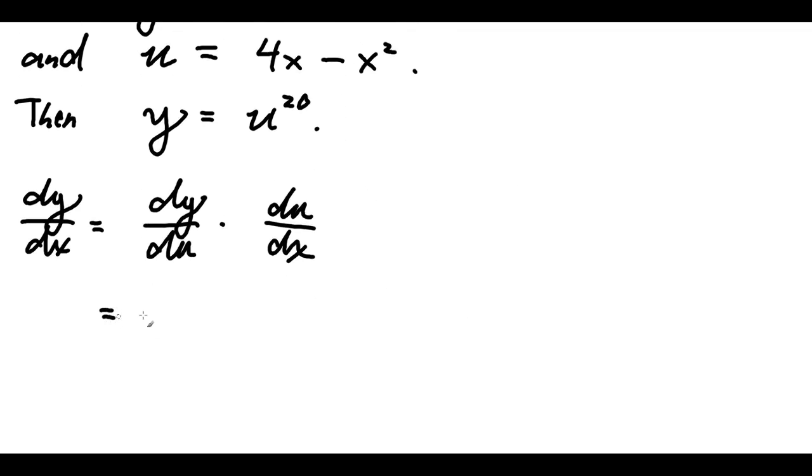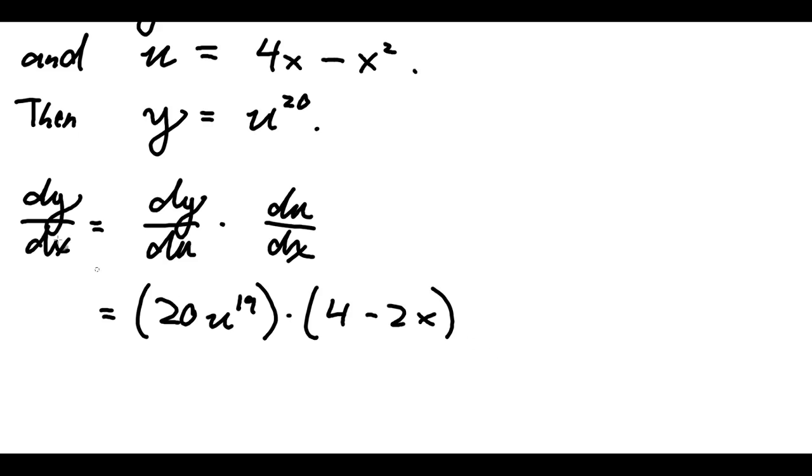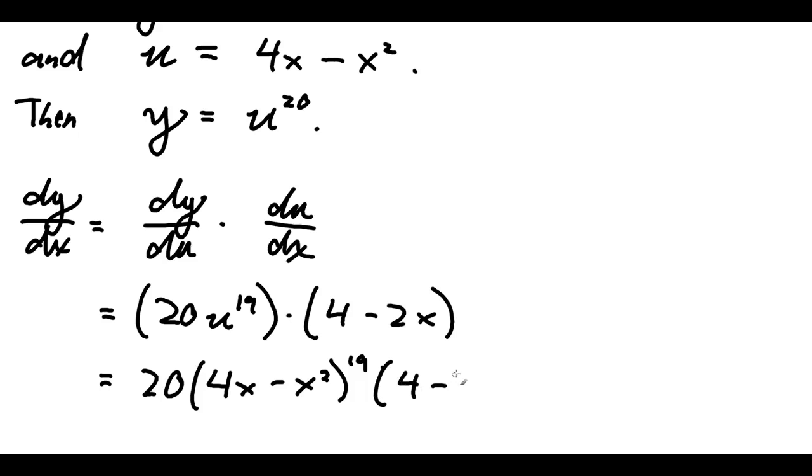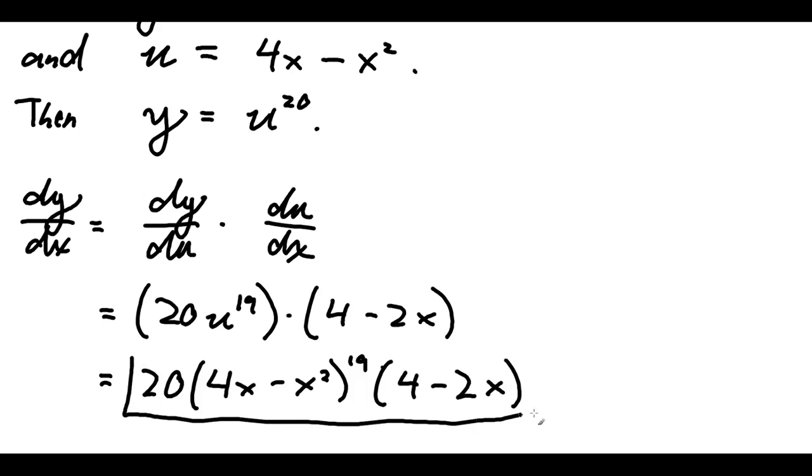So let's work these through step by step. dy by du: y is equal to u to the 20th, so dy by du is 20u to the 19th, using the power rule. And we multiply that by du by dx. The derivative of u with respect to x will be the derivative of this polynomial, that is 4 minus 2x, using linearity and the power rule. So we have that dy by dx is equal to 20u to the 19th times 4 minus 2x. But u was a variable we made up. That was not in the original statement, so we need to rewrite that in terms of the given variables. So that is 20 times (4x minus x squared) to the 19th power, times 4 minus 2x. And there we go.